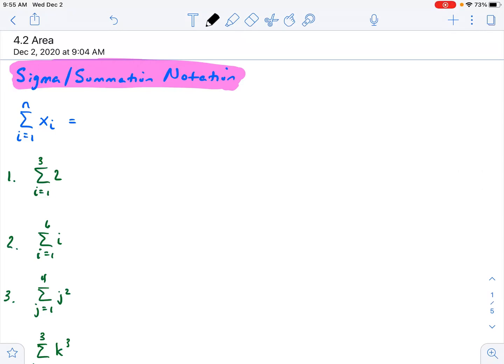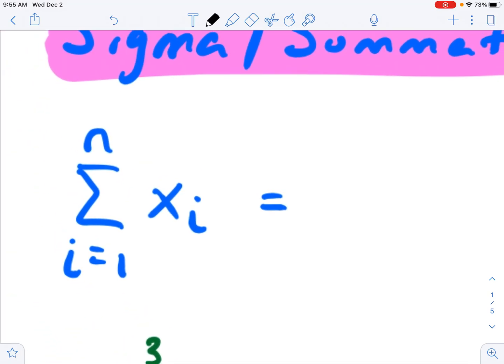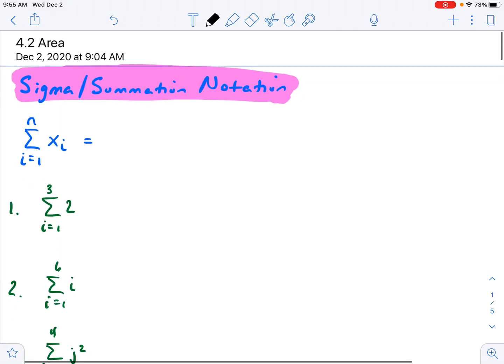Welcome everybody to section 4.2, dealing with approximating area between a function and the x-axis. It may look a little surprising that we're actually going to start this lesson with a little review of sigma or summation notation. That's this sigma guy right here.